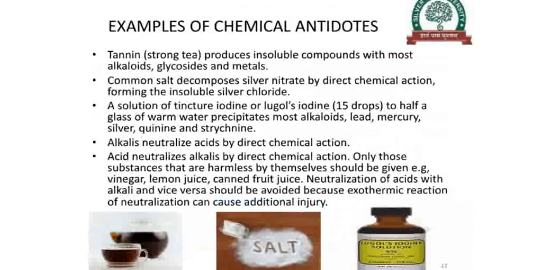against these poisons. Now, another example of a chemical antidote is strong tea. It is very good because we know that tannins are chelating agents, and tannins are present in strong tea in a good amount. Strong tea means without milk, boiled tea, only black tea. It produces insoluble compounds with most of the alkaloids, glycosides and metals. And even common salt, NaCl, decomposes silver nitrate by direct chemical action, forming insoluble silver chloride.